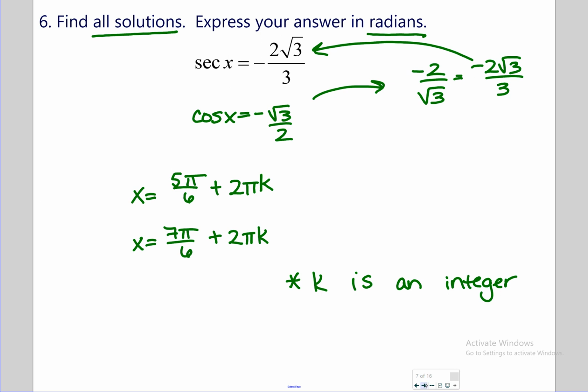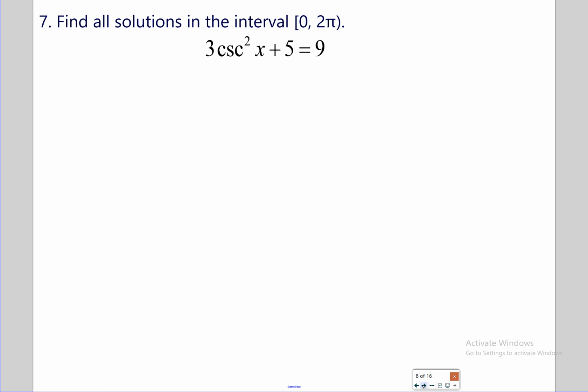All right, last one, very similar. Find all solutions between 0 and 2 pi. What are you going to do first? Subtract the 5. So we're trying to get that cosecant alone. So that gives me 4. Then what? Divide by 3. So that gives me 4 thirds. Then what?